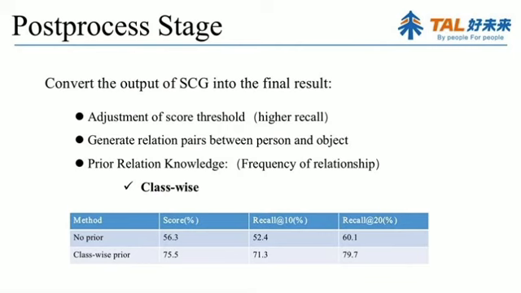We first adjusted the threshold of score to control the number of relations and get a higher recall, which is beneficial for the generation of relation pairs. We use a simple combination method to generate relation pairs between people and objects. And class-wise prior relation knowledge is used in our method. That is, we weight the score of relation pairs based on the frequency of relations under the condition of a person and the specific object. It can be seen from the table that the score without prior knowledge is 56.3%, and the score with prior knowledge improves to 75.5%.